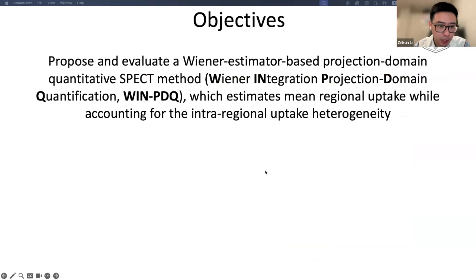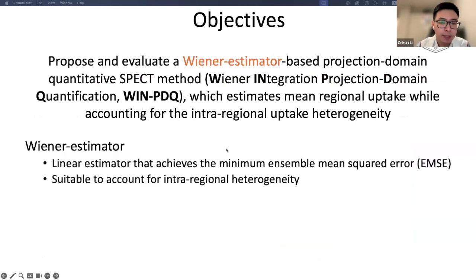Thus, the objective of this study is to propose and evaluate a linear estimator-based projection domain quantitative SPECT method, in short WIN-PDQ method, which estimates the mean regional uptake while accounting for the intra-regional uptake heterogeneity. The linear estimator here was chosen such that it is the linear estimator that achieves the minimum ensemble mean squared error, and it is quite suitable to account for the intra-regional uptake heterogeneity given its linearity, as we will see later.